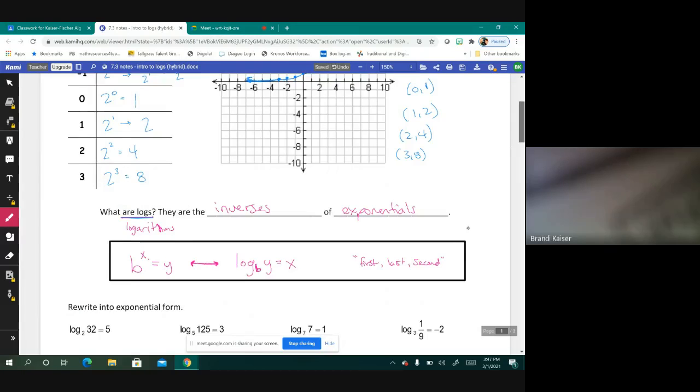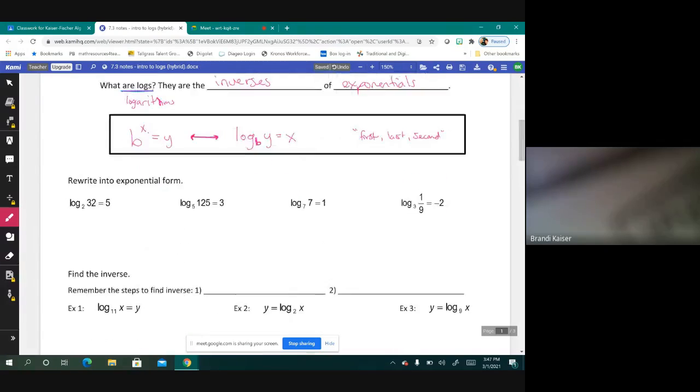All right, so we're actually going to practice that a little bit, how to rewrite these log functions into exponential functions. So if I get started here, log base 2 of 32 equals 5. So that's how we would read it out loud. Log base 2 of 32 equals 5.